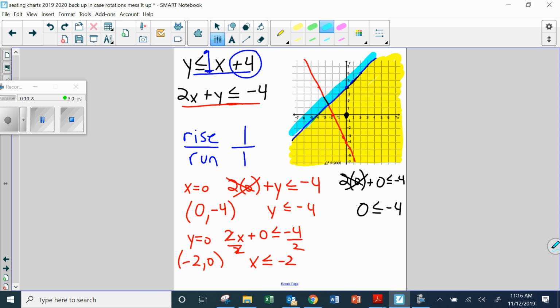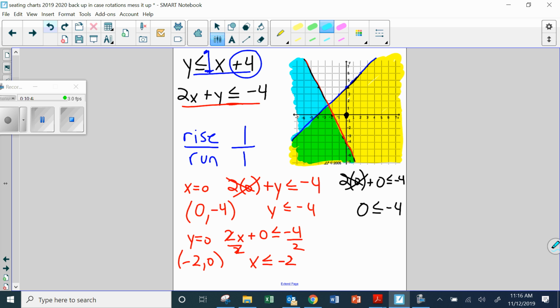Oh, shoot, I did it on the wrong line. So 0, 0 was not a solution, which means I need to shade this side. And I'm going to test that out in a second by plugging in a number that is part of the solution and see if it works.